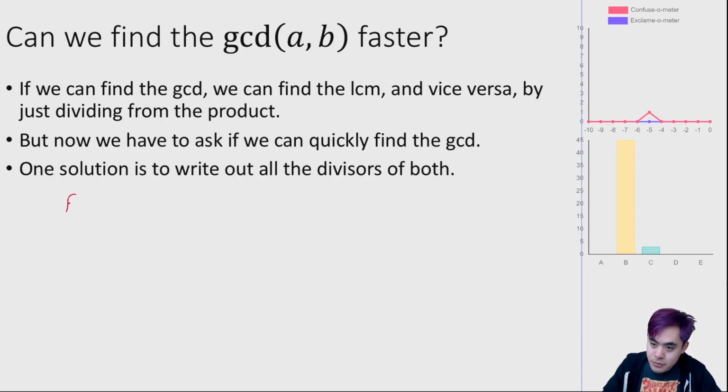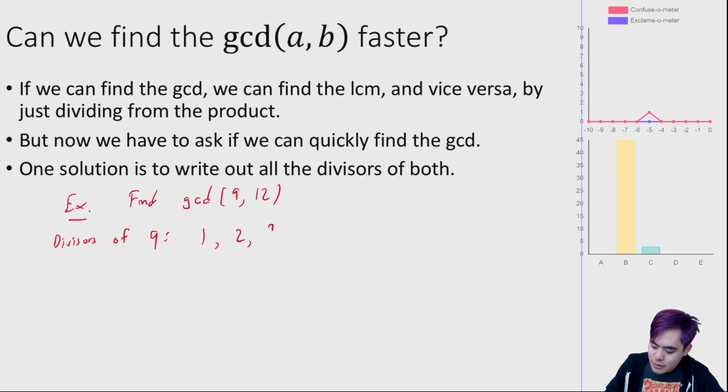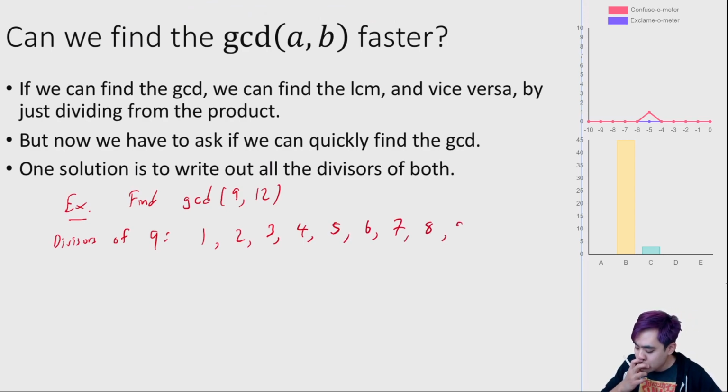So, for example, if I wanted to find the greatest common divisor of 9 and 12, what would I do? Well, divisors of 9, so let's write them all out. 1, 2, 3, 4, 5, 6, 7, 8, 9. So those divisors have to be one of those. 2 is not a divisor, because 9 divided by 2 is not an integer. 3 is, 4 is not, 5 is not, 6 is not, 7 is not, 8 is not.